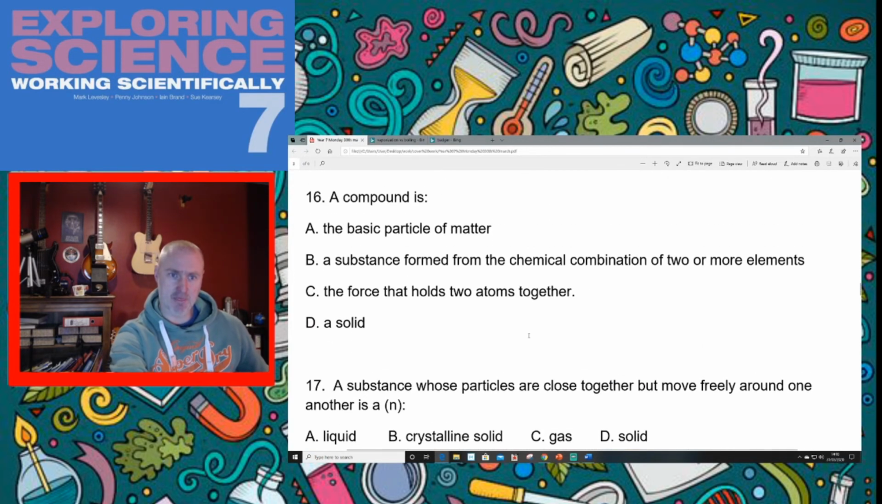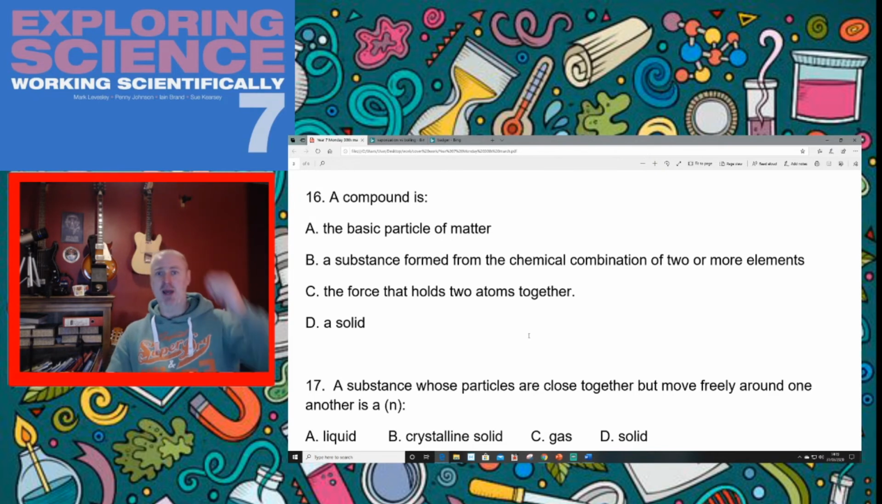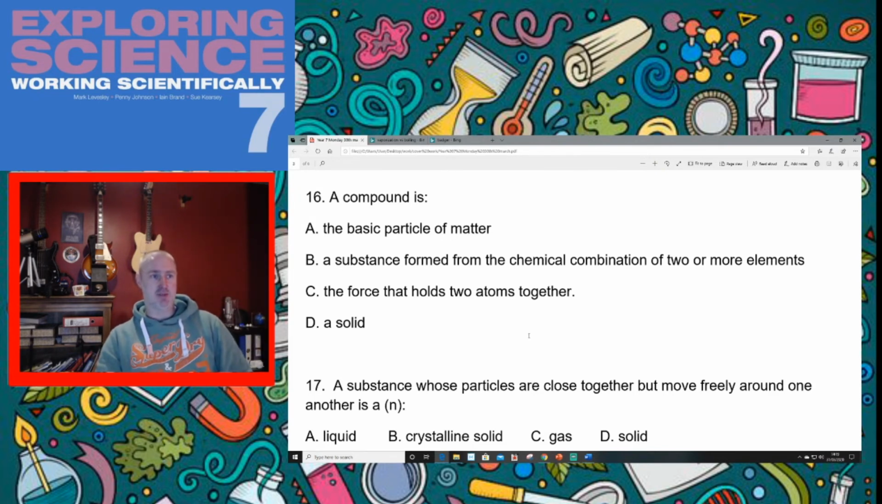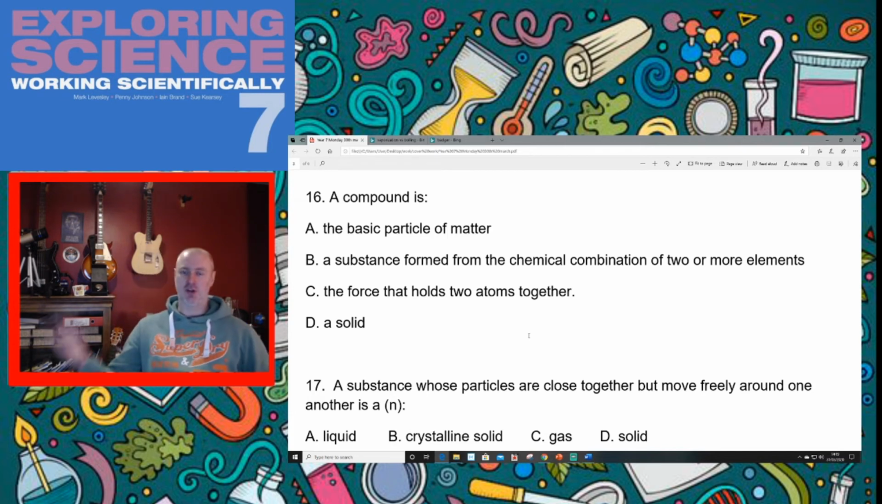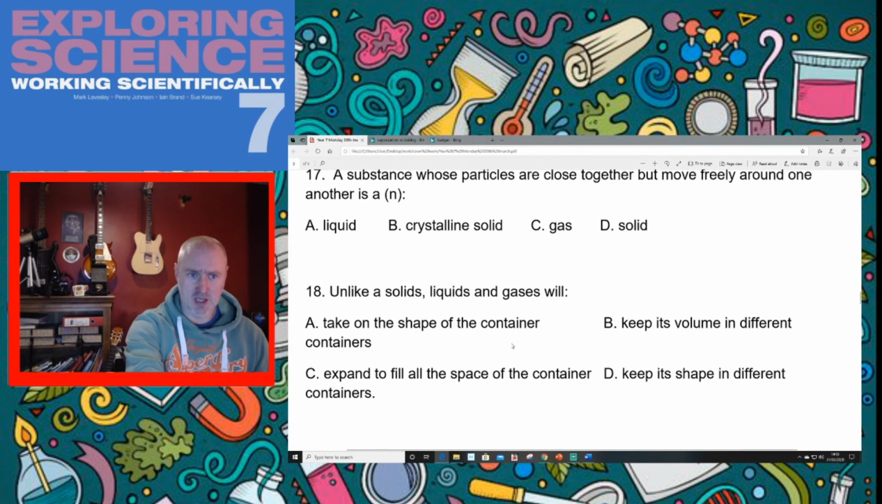Question 16. A compound. Well, we've talked about this. We said a compound was a mixture of different substances that are bonded together, and that is answer B, a substance formed from the chemical combination of two or more elements. We might need to know some examples of compounds for the assessment. We might need to know that water is hydrogen and oxygen, and be able to use the formula H2O to know that there are two atoms of hydrogen and one atom of oxygen. Or in carbon dioxide, CO2, that there are two atoms of oxygen and one atom of carbon. So your answer there is B.